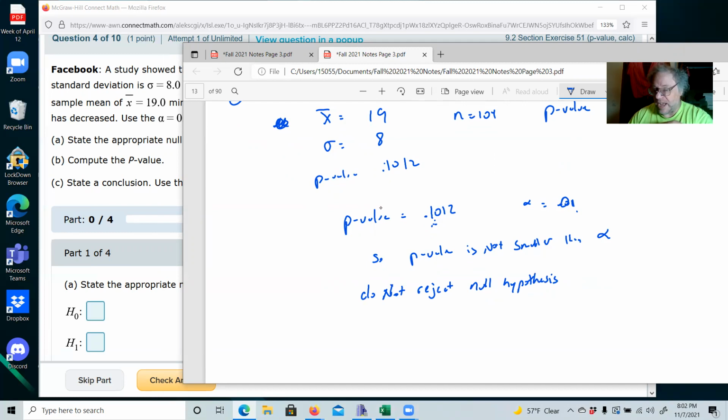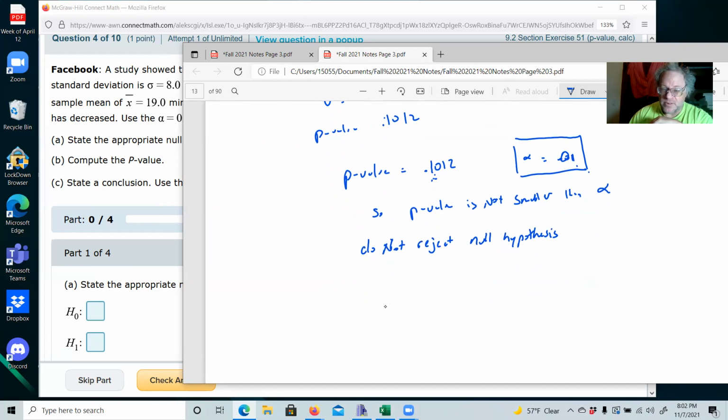Well, 10% was kind of a small percentage, but it didn't make it to the small percentage that we had set as what we're going to take for our answer. So do not reject the null hypothesis. No evidence to suggest Facebook visits are getting shorter.